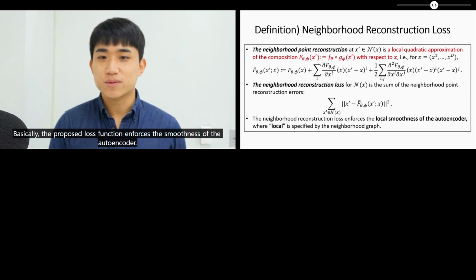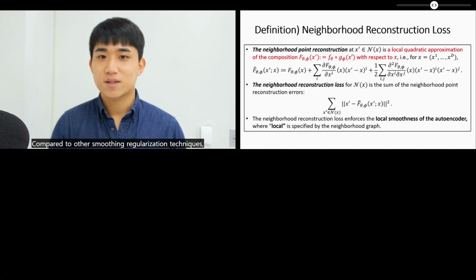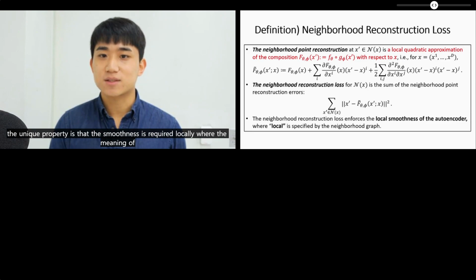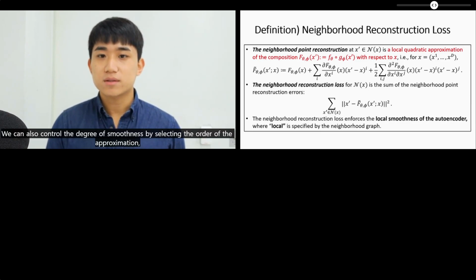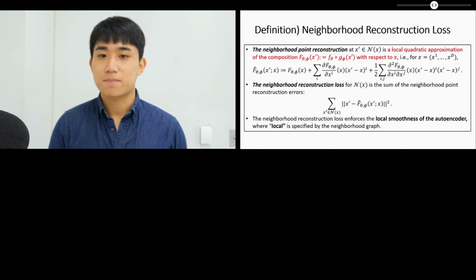Basically, the proposed loss function enforces the smoothness of the autoencoder. Compared to other smoothing regularization techniques, the unique property is that the smoothness is required locally, where the meaning of local is specified by the neighborhood graph. We can also control the degree of smoothness by selecting the order of the approximation. For example, quadratic versus linear.